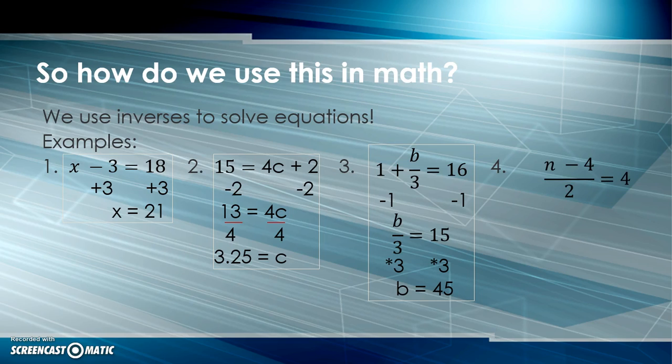Finally, (n minus 4) divided by 2 equals 4. Use the inverse of division and multiply. You get n minus 4 equals 8. Then use the inverse of subtraction to add, and you get n equals 12.